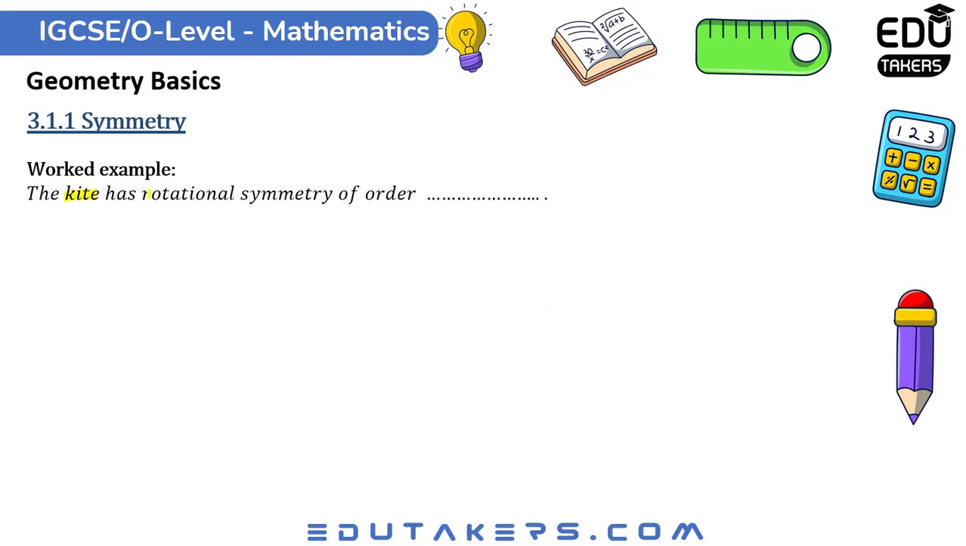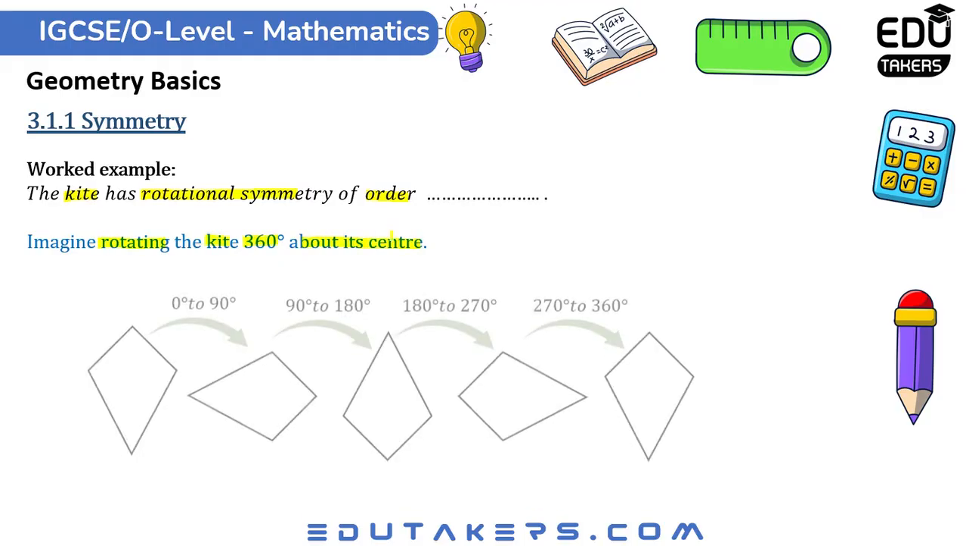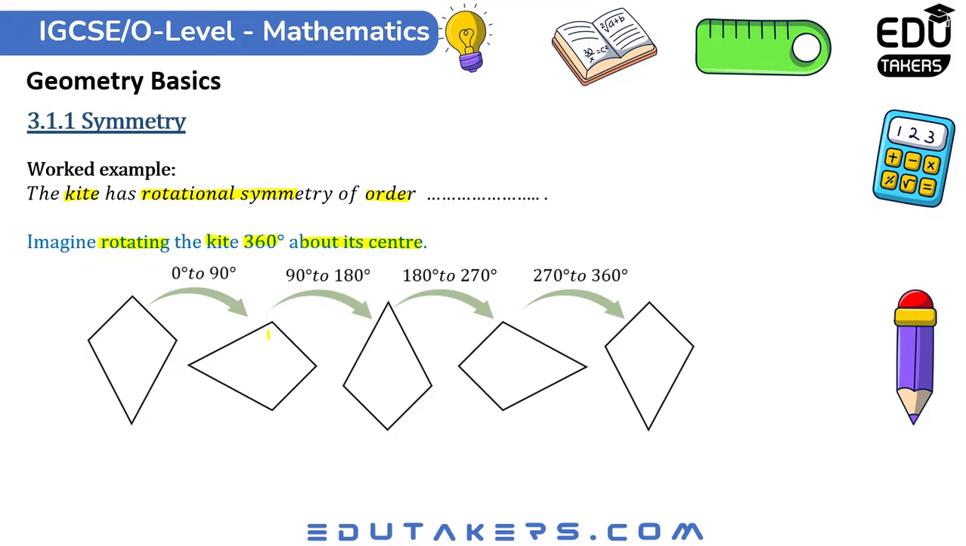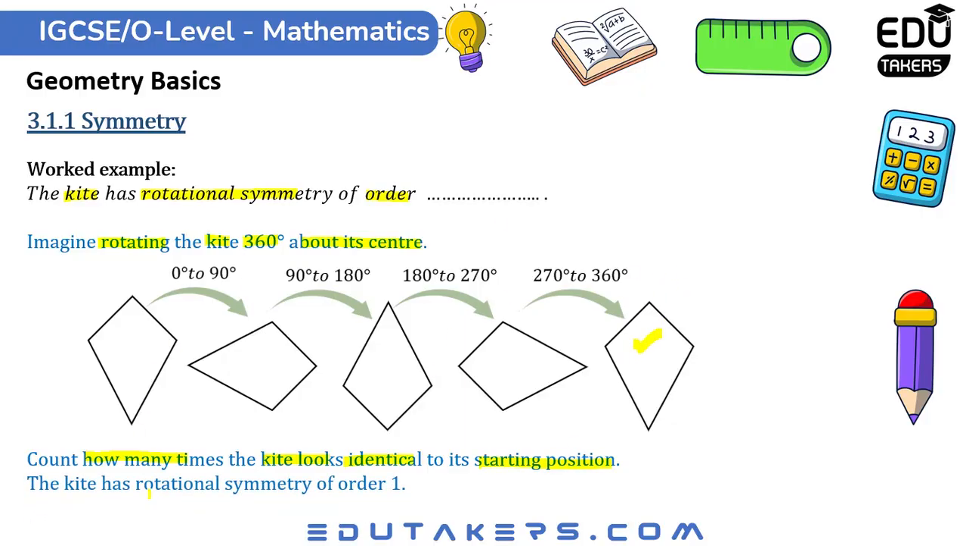The kite has rotational symmetry of order dash. Imagine rotating the kite 360 degrees about its center, from 0 to 90, then to 180, then to 270 and then to 360 degrees. So count how many times the kite looks identical to its starting position. It appears only once. So the kite has rotational symmetry of order 1, which means the kite has no rotational symmetry.